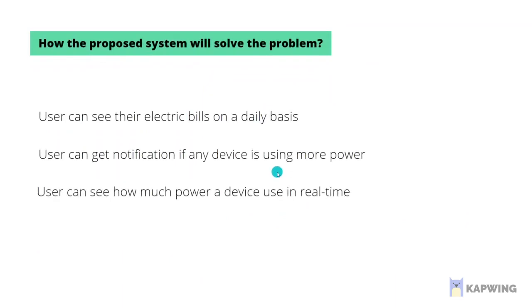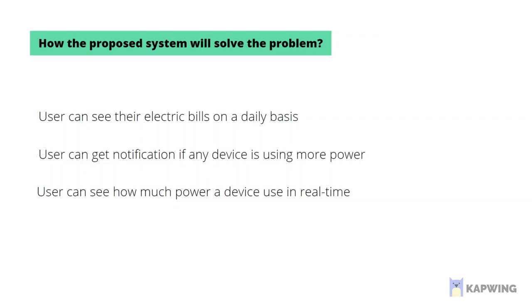So how will my proposed system solve this problem? First, using the system, users can see their electric bills on a daily basis. Like, I'm using a light bulb now, and it will show me that I've been using it for 2 to 3 minutes, and it costs me around 2 or 3 ringgit.